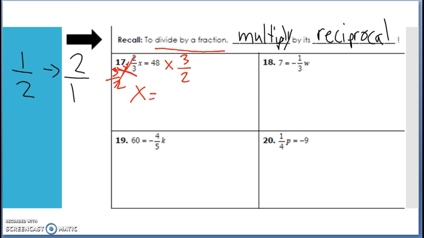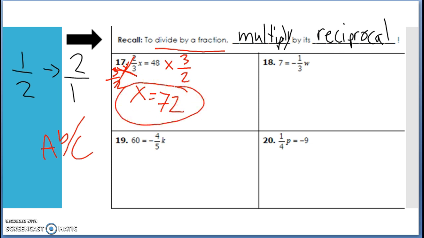You can type that directly in your calculator. 48 times 3 divided by 2. Or you can type it in as 48 times and use your fraction button, A b/c. So 48 times 3 divided by 2, or 3 fraction button 2. Either way, you will get x equals 72.